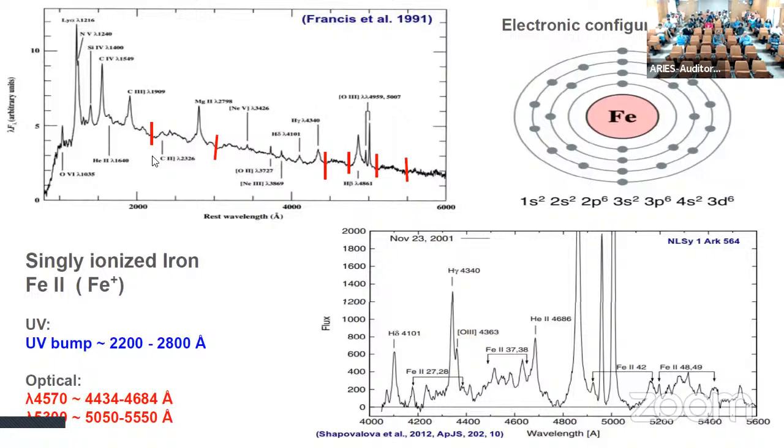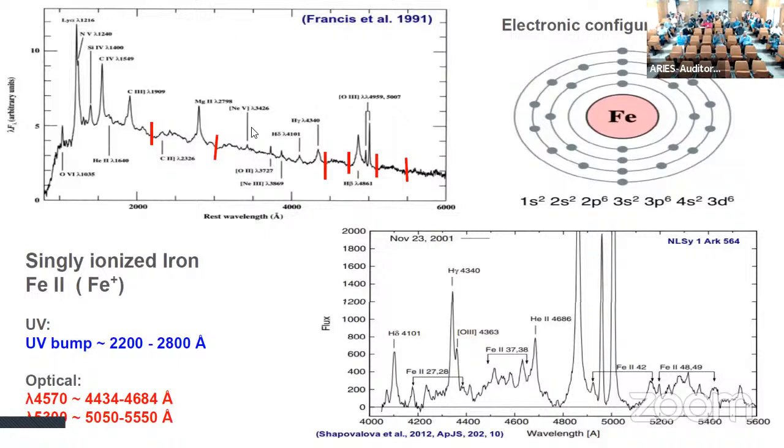So in this spectra, these red vertical lines indicate the region where you see the most prominent Fe2, and I have mentioned the wavelength range which is most prominent. So you can easily see these lines in the spectra. This is in the UV part, and this is in the optical part. This region is called lambda 4570, and this is lambda 5340 in this part.